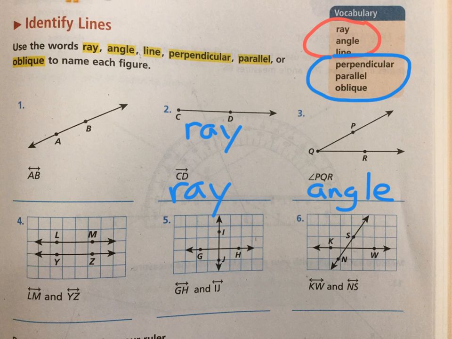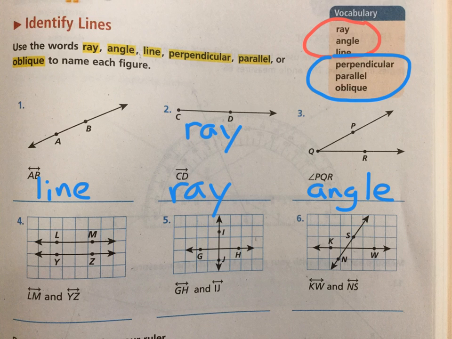Okay, and the other one is a line. A line goes in both directions infinitely, it never stops, and we have to at least label 2 points on that line. So we have line AB. Number 1 is line AB. So we have a line infinitely in both directions. Line AB. We have a ray, starts at C and goes through D and continues forever in that one direction. And we have angle PQR: 2 line segments or rays that meet at a point and create an angle.